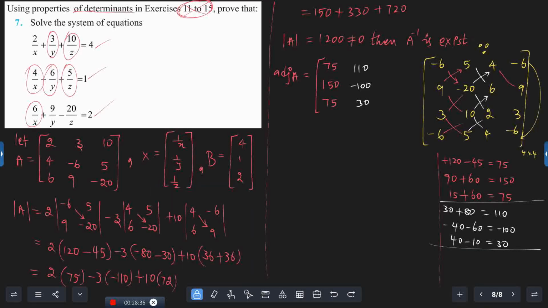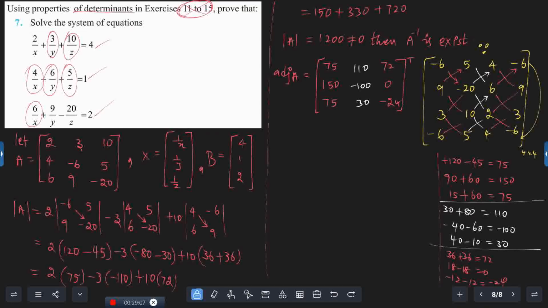So again, 4 9s are what? Sorry, 4 9s are 36, formula minus 6 6s are 36, minus plus 36, which is equal to 72. So you will be getting here 72. 6 3s are 18, formula minus 9 2s are 18 again. 18 minus 18, which is equal to 0. So here 0. And 2 into minus 6, minus 12, formula minus 4 3s are 12, which is equal to minus 24. So minus 24 we are getting.